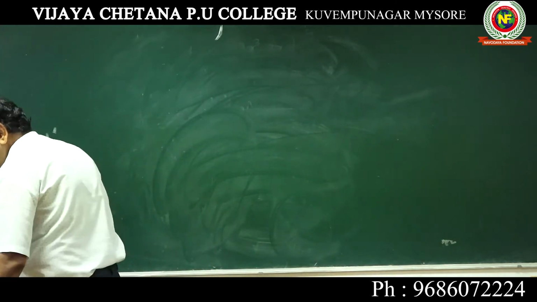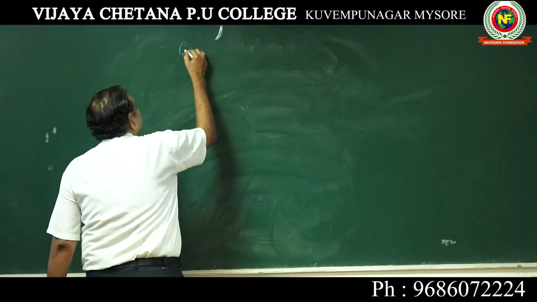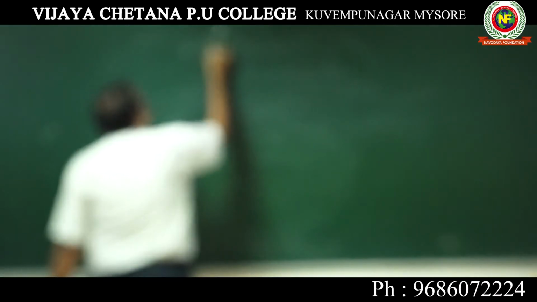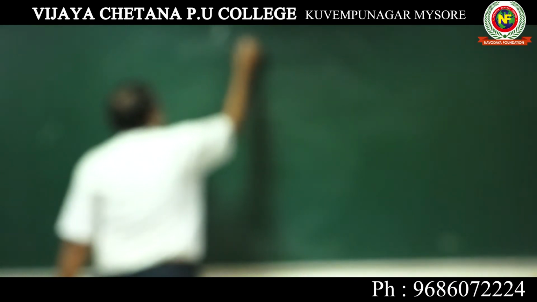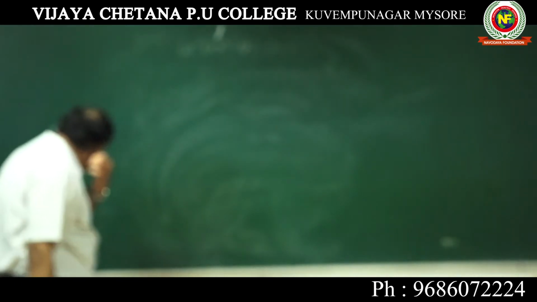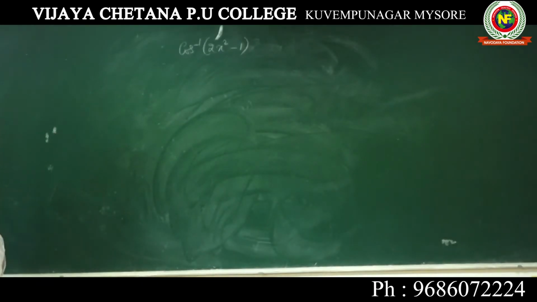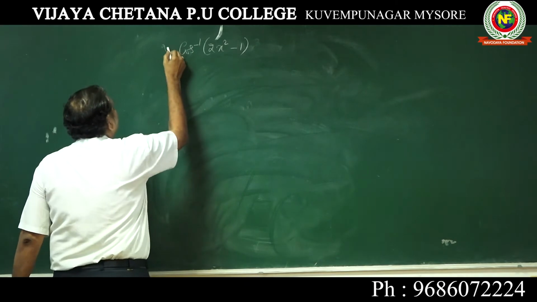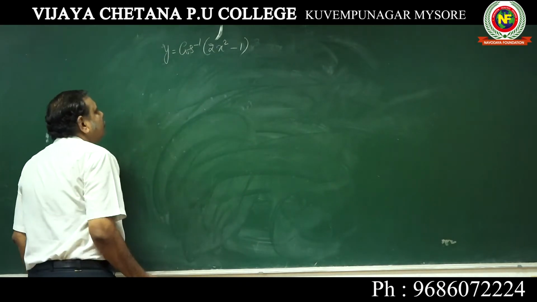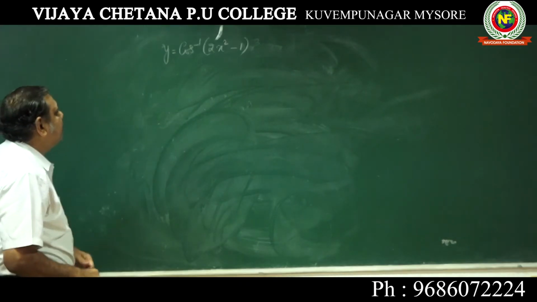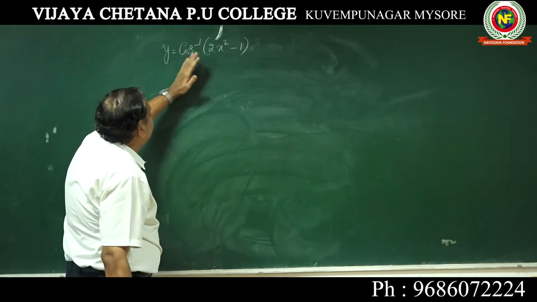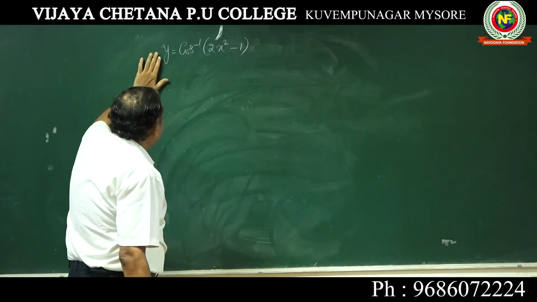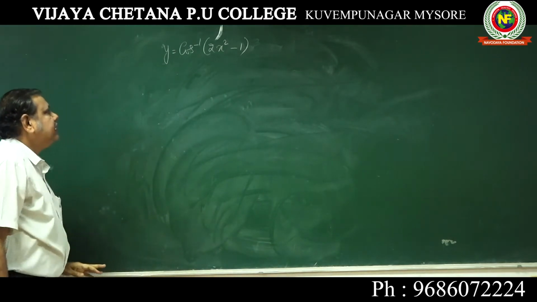Now take this one. Differentiate cos inverse of 2x square minus 1. You take it as y. If they don't give y, you have to put it. Sometimes if they give y is equal to so much, find dy by dx, then there is no need to put y again. Y is already there. Y is equal to cos inverse of 2x square minus 1.